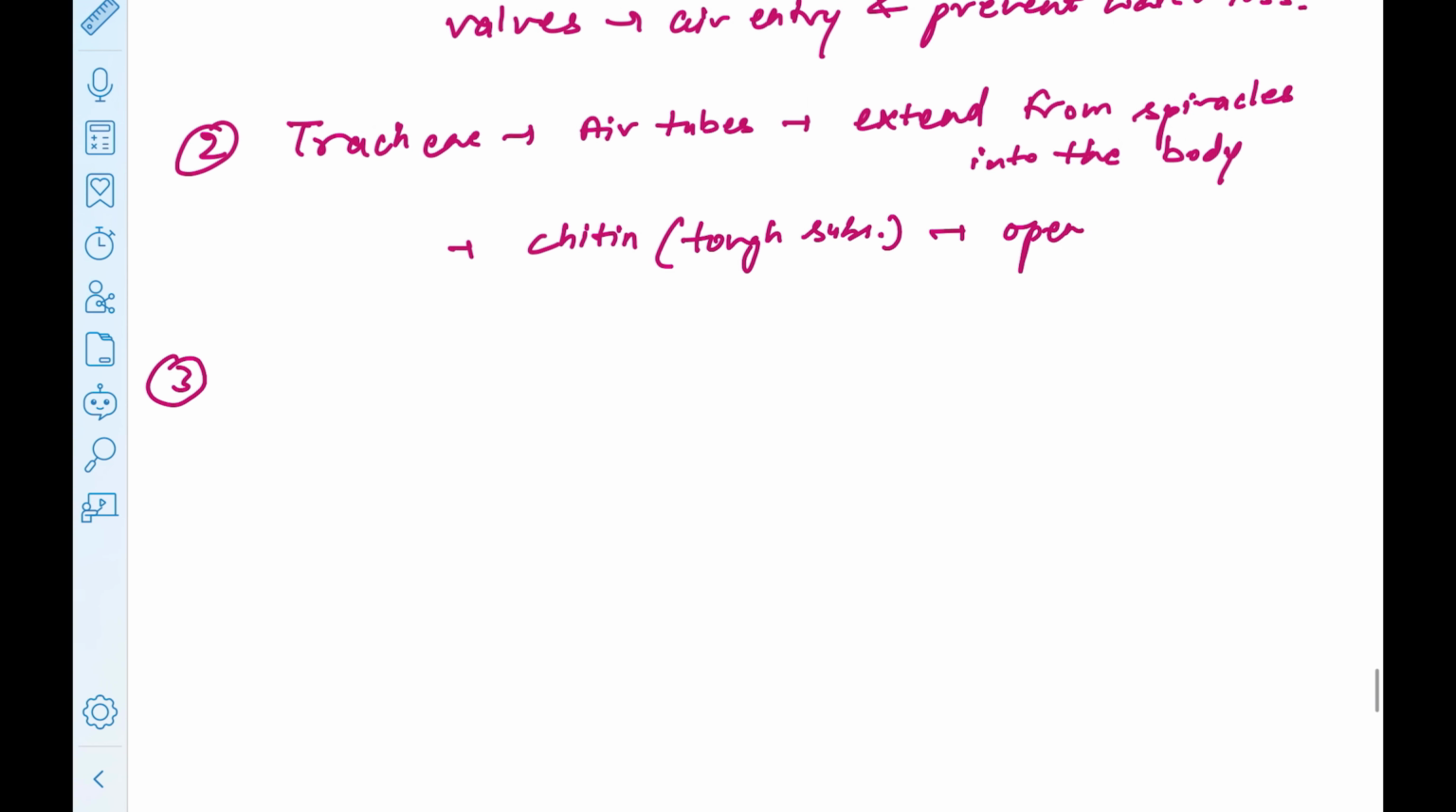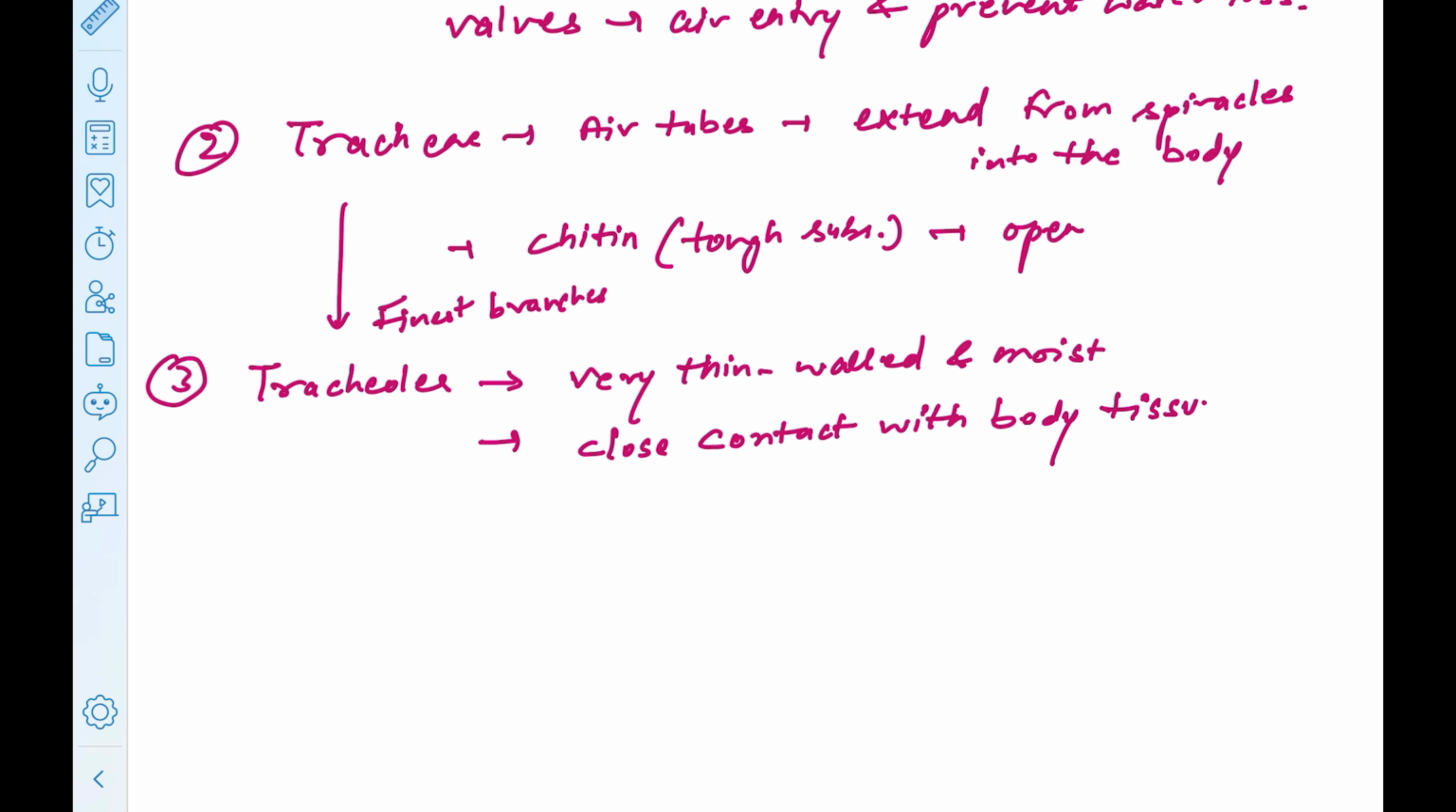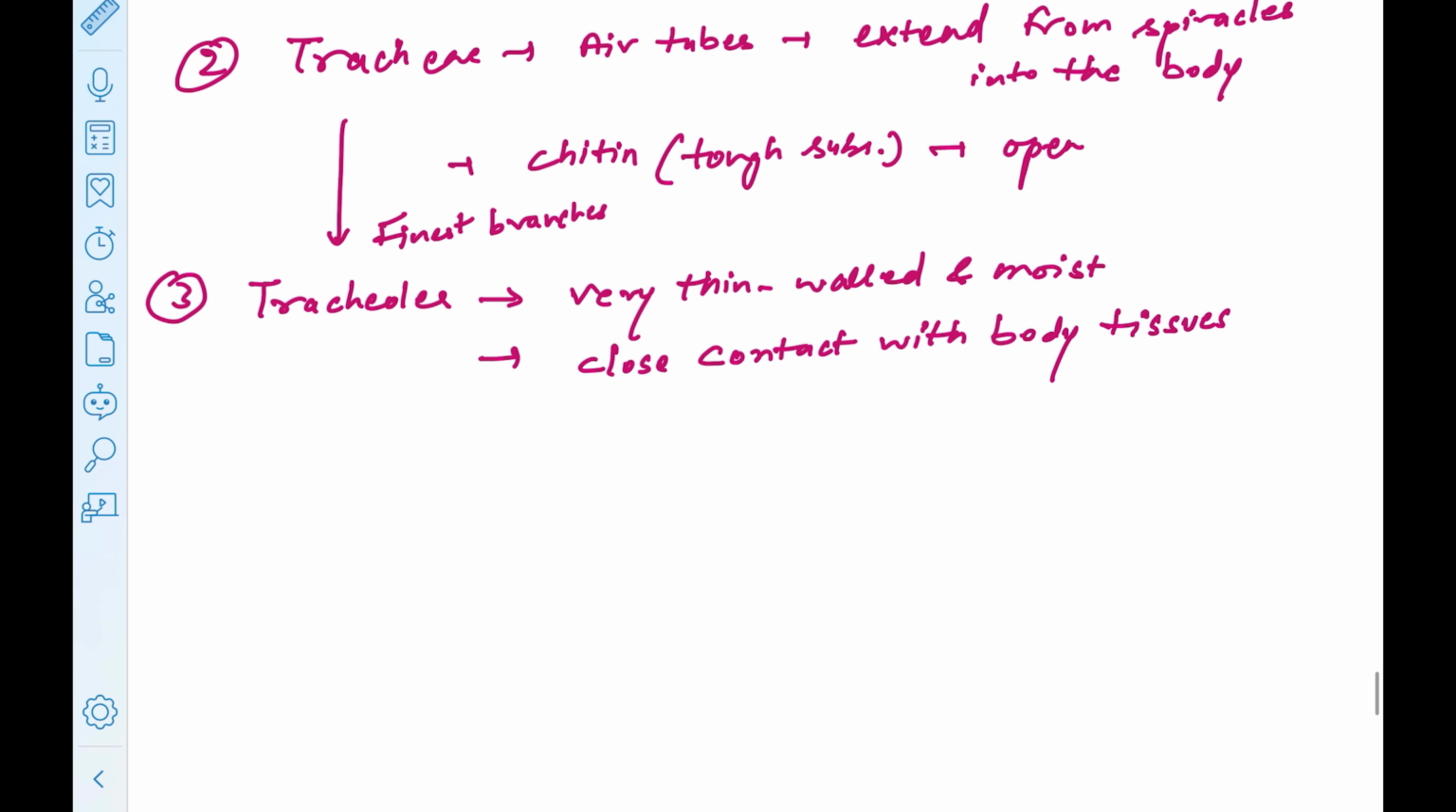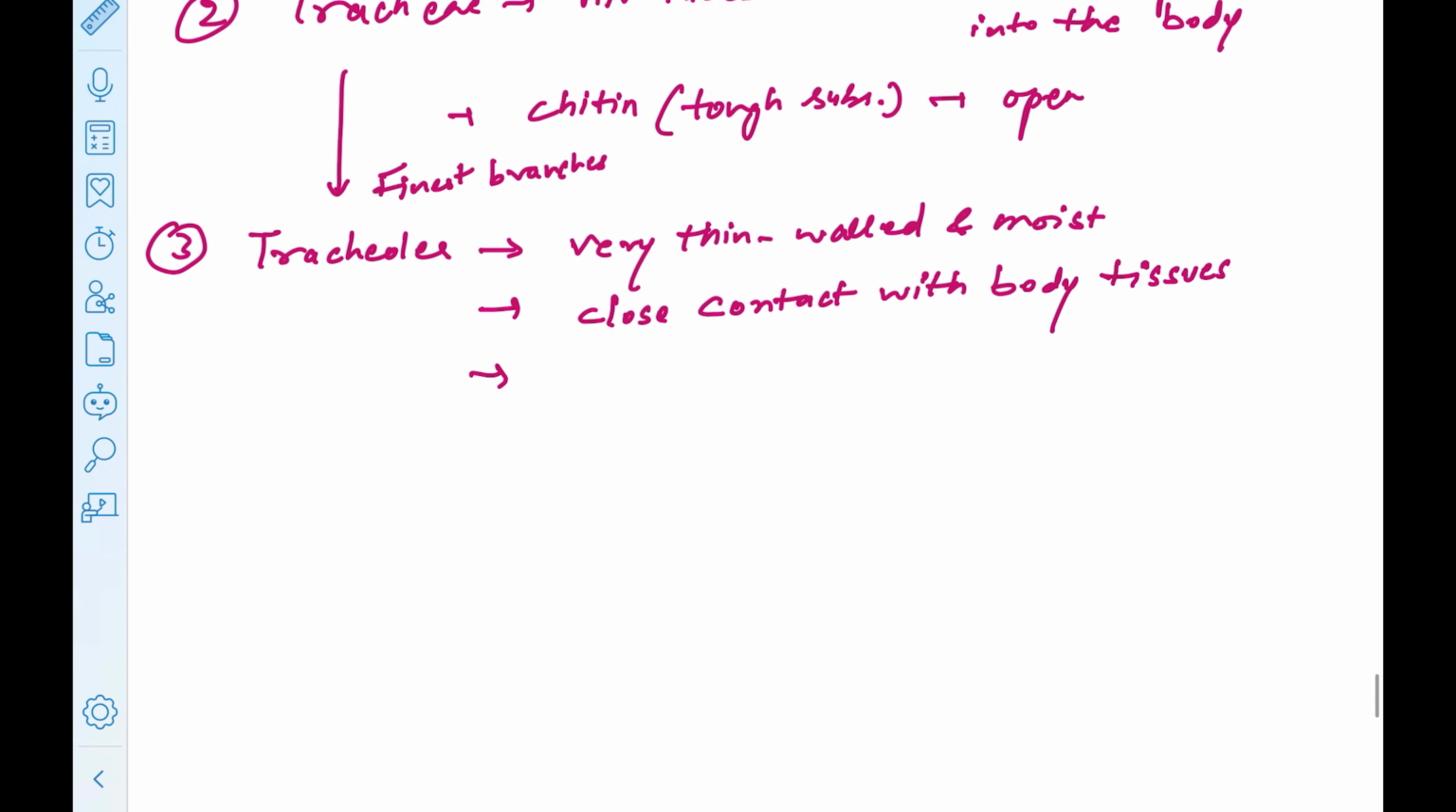Third, they have tracheoles. Tracheoles are the finest branches of tracheae, and they have very thin walls and they are moist and always in contact with body tissues. Tracheoles are the site of gas exchange. O2 enters tissues and CO2 diffuses out.